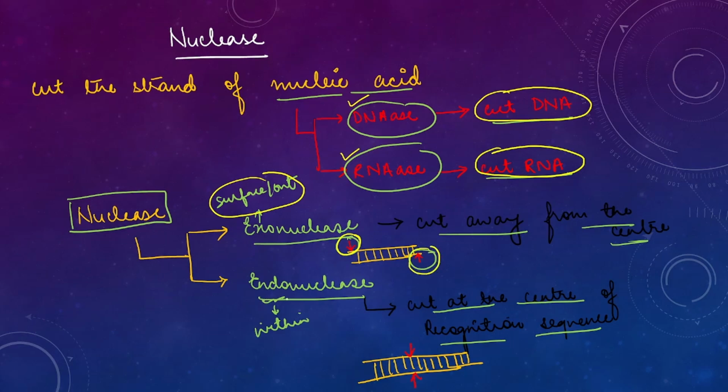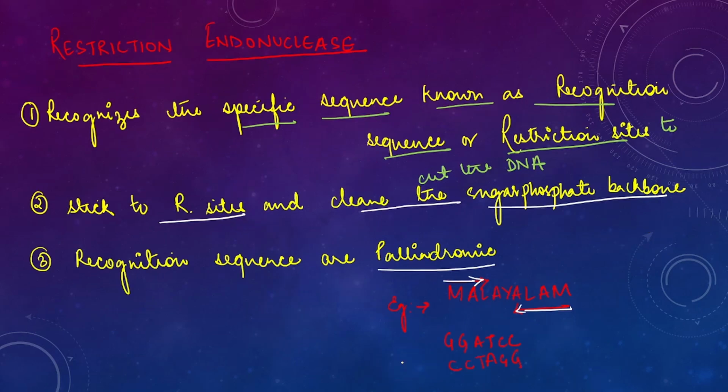But if we talk of endonuclease, endo means within. So this enzyme cuts at the center of the recognition sequence within the DNA. It makes a cut within the DNA or at the center of the DNA. Coming to restriction endonuclease, these are nuclease enzymes which cut DNA within the center, by recognizing a specific sequence known as recognition sequence or restriction sites. They stick to restriction sites and cleave the sugar phosphate backbone.